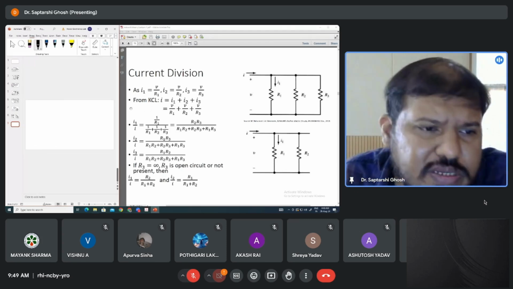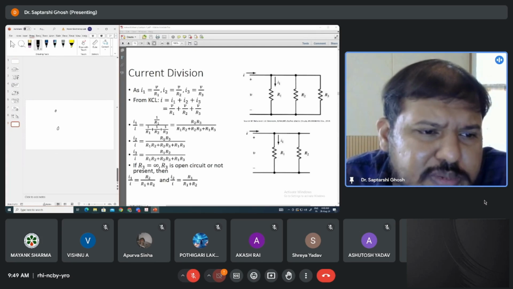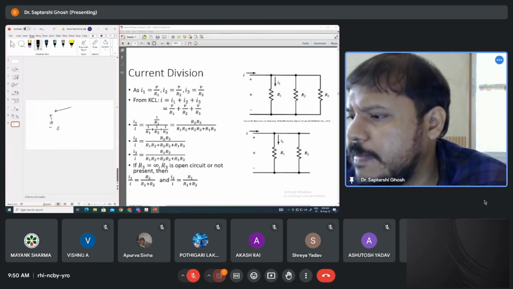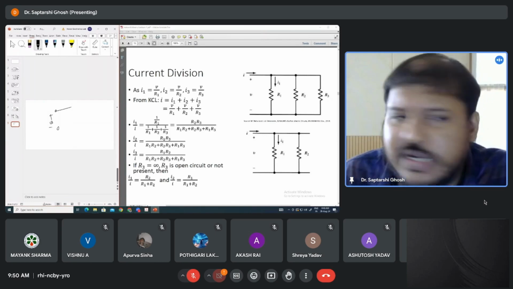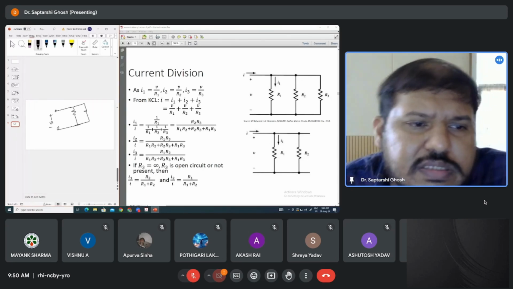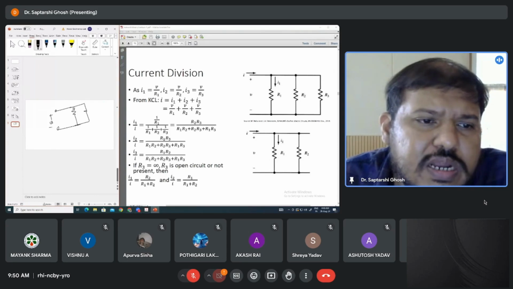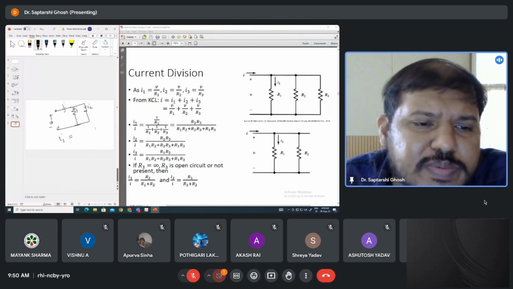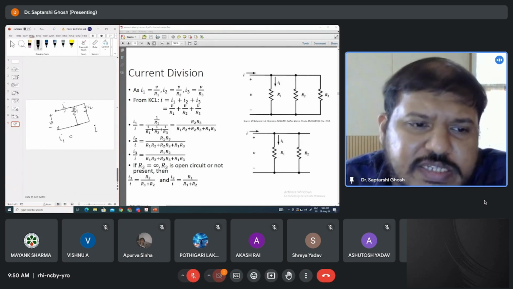The original circuit was, there were these two terminals across which you are applying voltage V, and there are two resistors like this. Through here I1 was flowing, through here I2 was flowing, and here I. So how will you find I1? Definitely it will be some fraction of I.